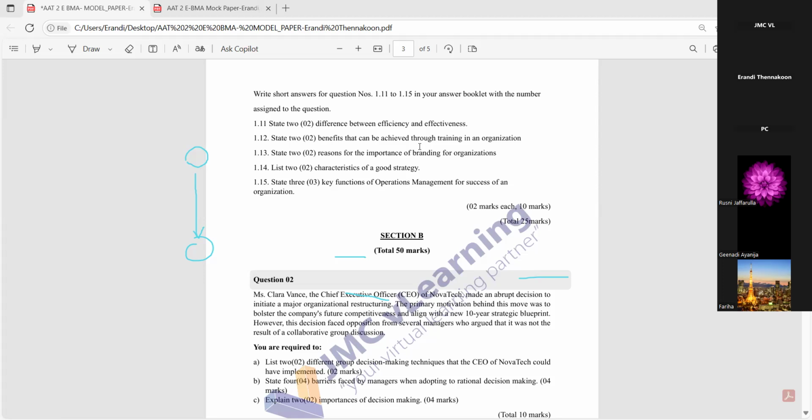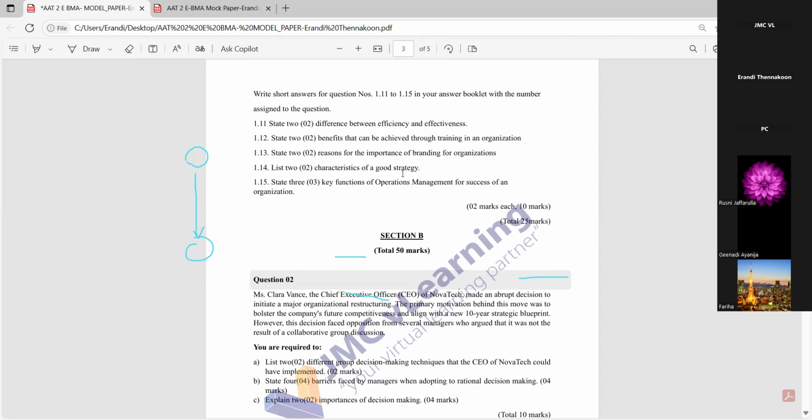So just mention the advantages or benefits. And state two reasons for the importance of branding. What is the importance of branding for an organization? If we have a strong logo, for instance, think about McDonald's, Coca-Cola, it creates recognition. So that's an importance. It increases the business value, and it is very easy to acquire and attract customers.